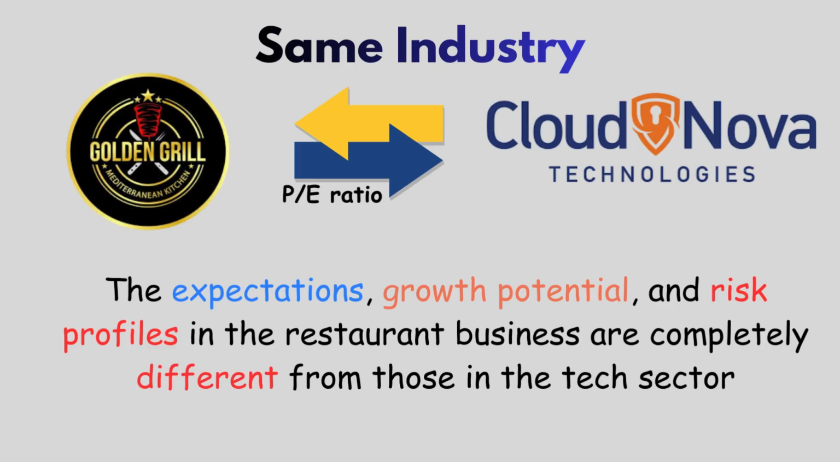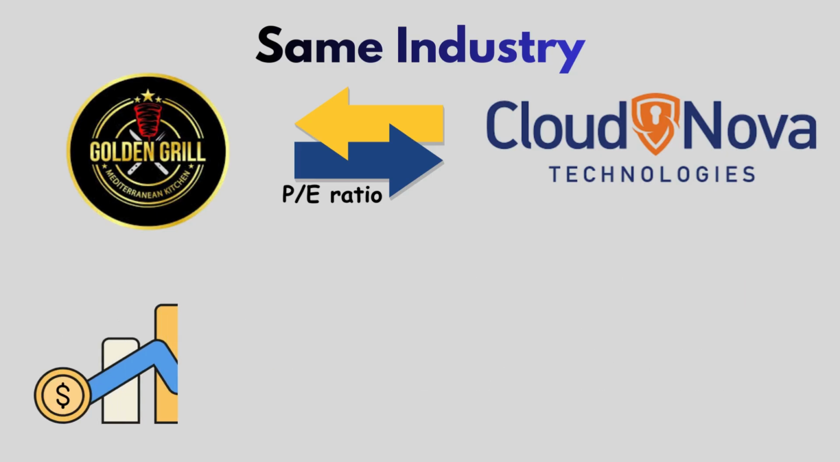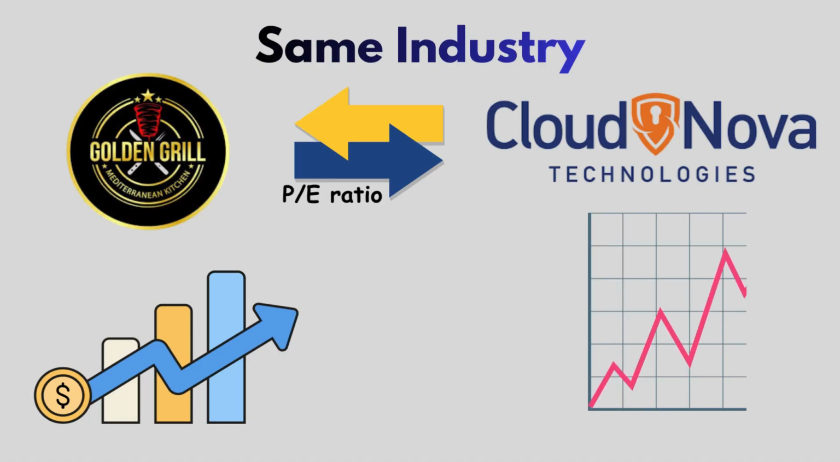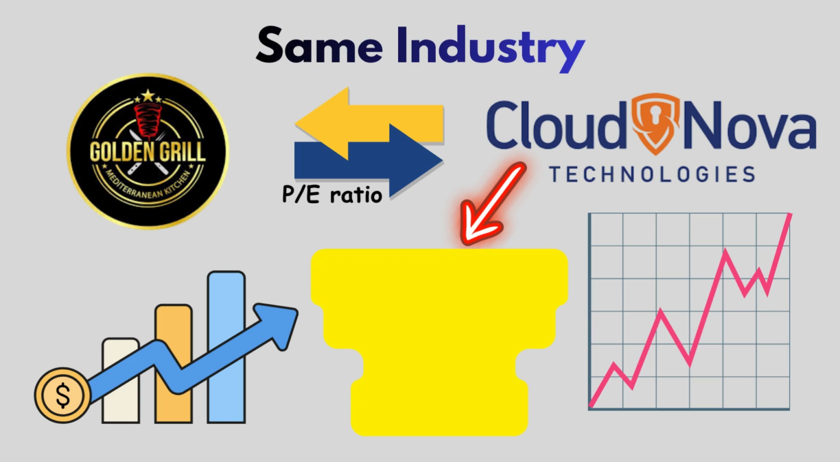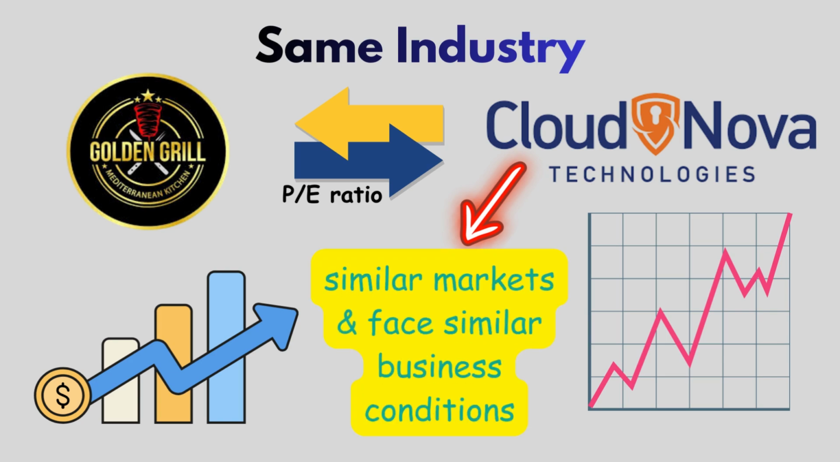tech sector. A restaurant company may generate steady profits with slower growth, while a technology firm might have rapidly expanding earnings but greater volatility. Because of these differences, a better comparison would be Cloud Nova Technologies versus another tech firm like Orion Systems. So keep in mind that P/E ratios are most useful when evaluating companies that operate in similar markets and face similar business conditions.